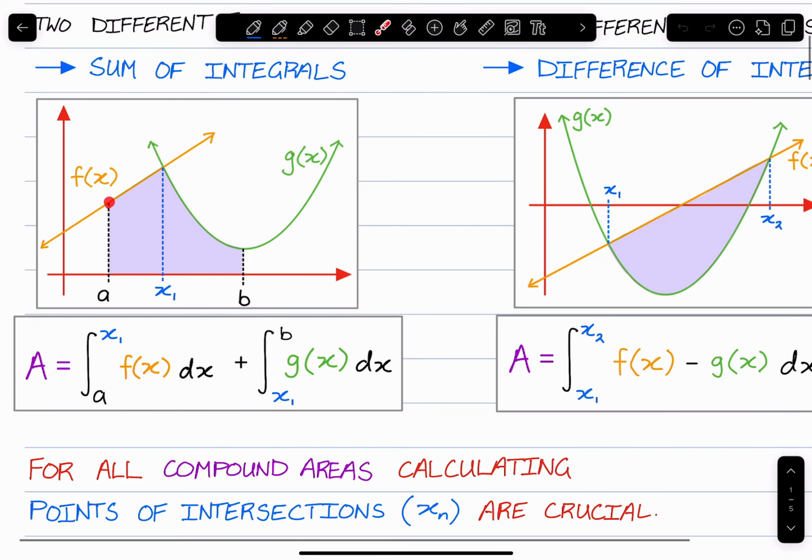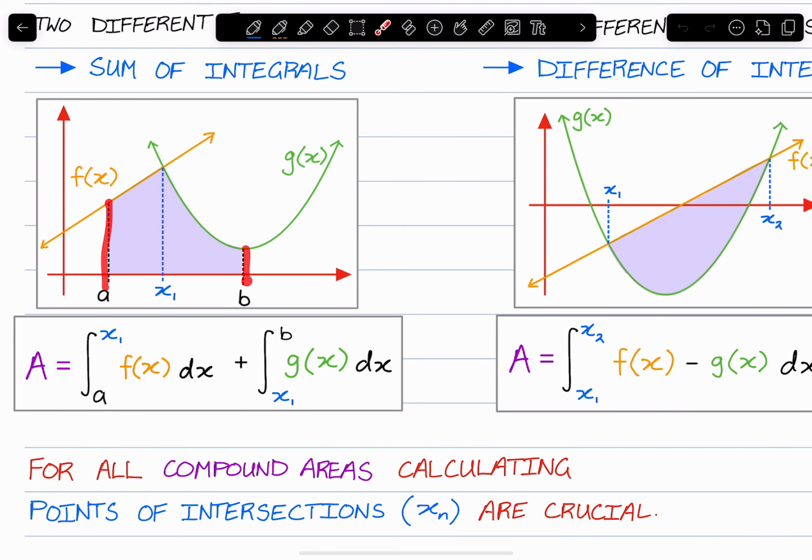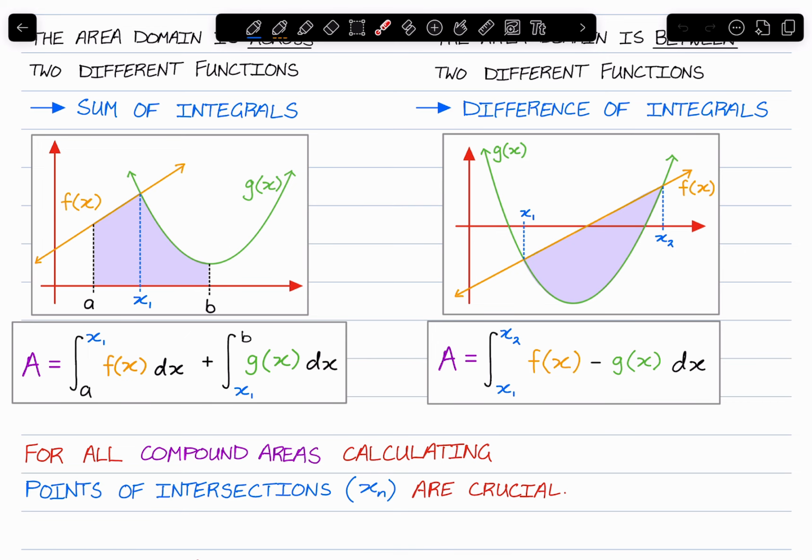So if we're trying to find the area from A to B, and it goes across two different functions, well, that's just going to be the sum of this integral plus this integral. Now, obviously, I've drawn this so that they're both above the x-axis. If ever it's below the x-axis, you need to take into account all the ideas surrounding that.